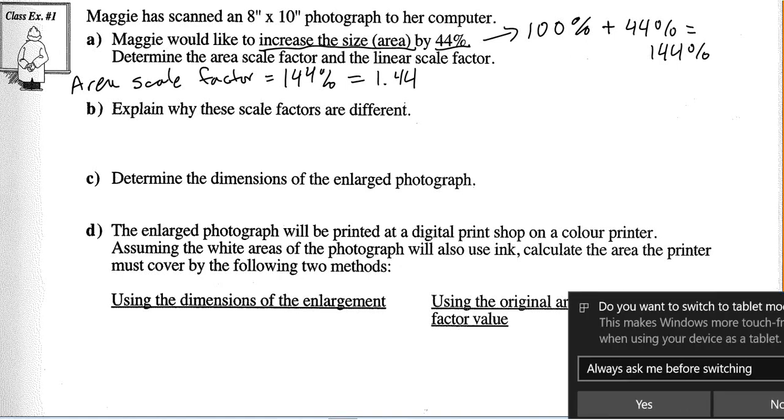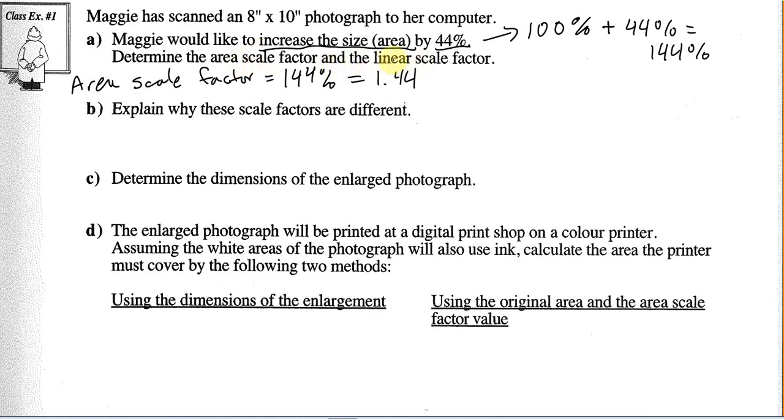Now, because we found out earlier that the area scale factor and the linear scale factor are related, such that the area scale factor is merely the square of the linear scale factor, to go from area to linear, what we are going to do is take this area scale factor and square root it. And when we do that, we end up with a linear scale factor of 1.2.